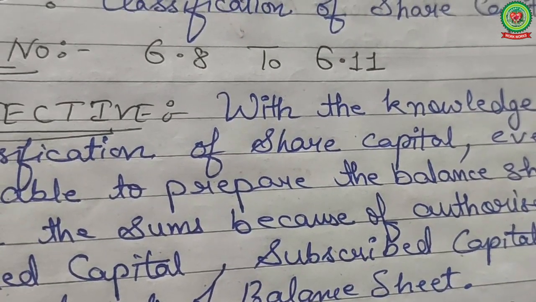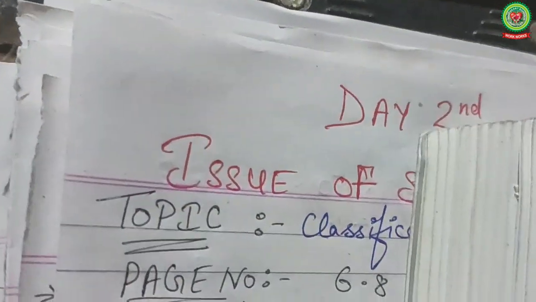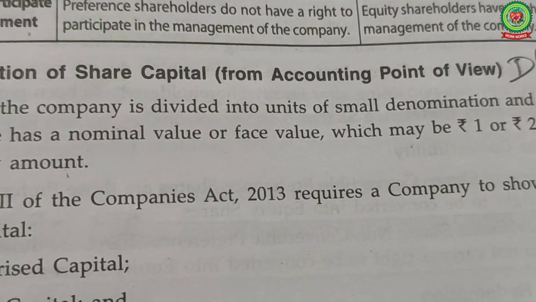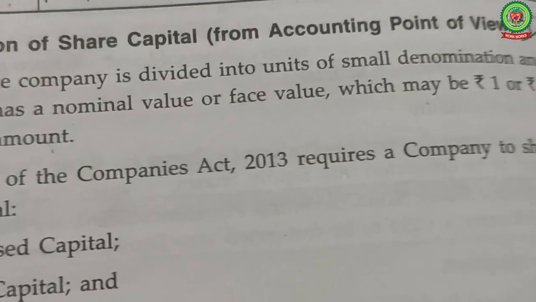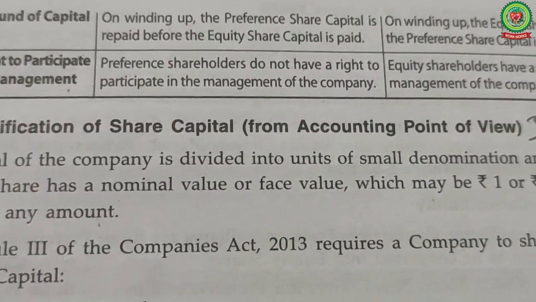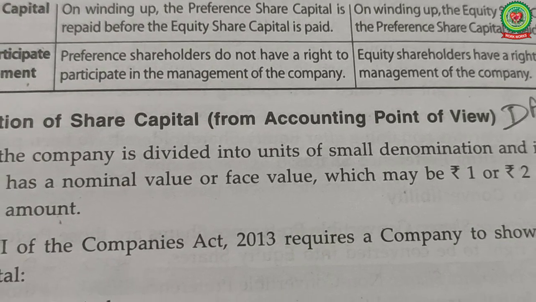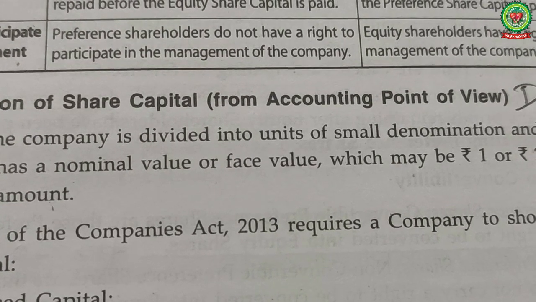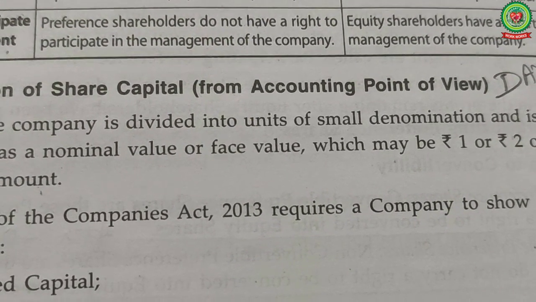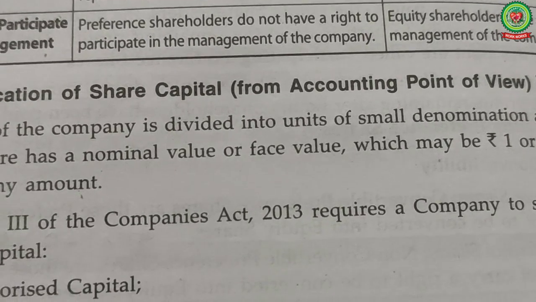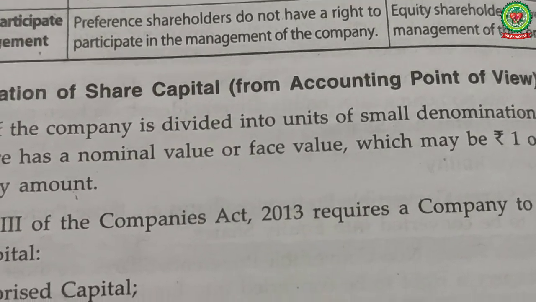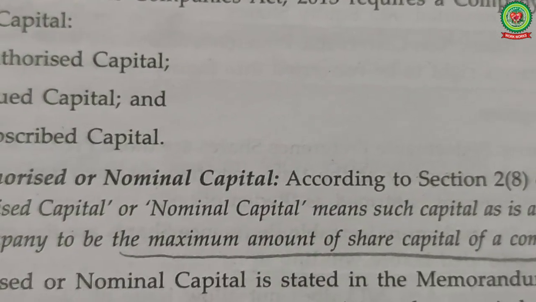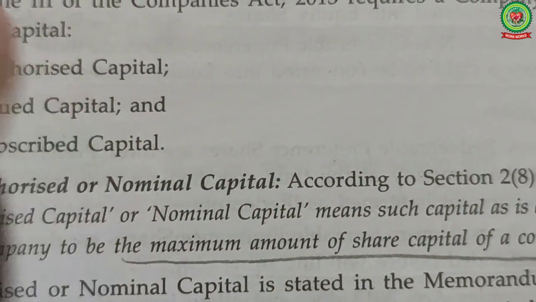Now see page number 6.8 of your book. Classification of share capital of the company. A capital of the company is divided into units of small denomination and is called share. And each share has a nominal value or face value, which may be 1 rupee, 2, 5, 10. Already yesterday I discussed with you what is share, what is nominal value, face value. Now the next main topic: a company shows for each type of capital, like three types of capital here.